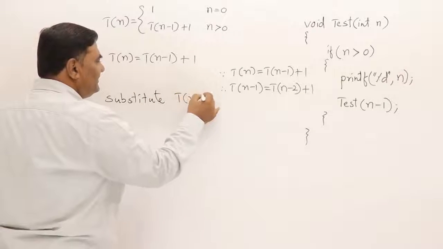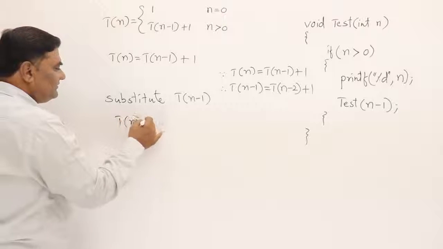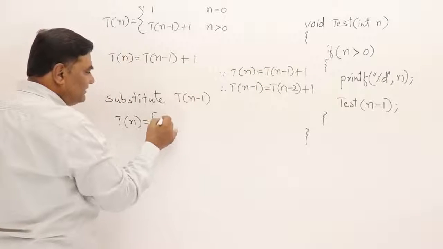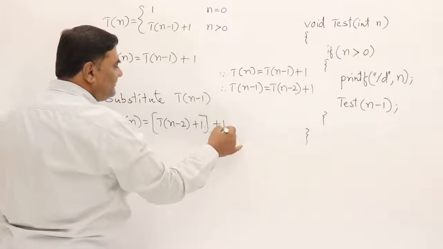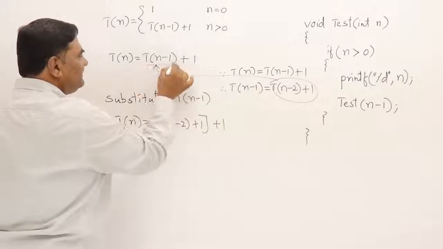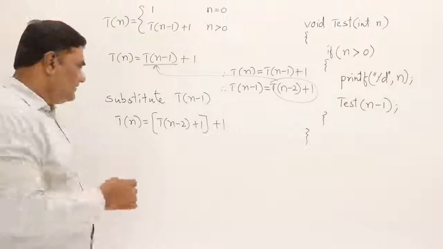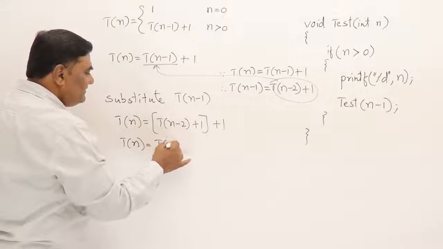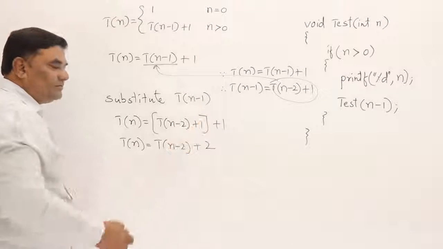Now substitute Tn minus 1 in this equation. So Tn is equal to, in brackets, I'll write this Tn minus 1. So what I got: Tn minus 2 plus 1 and plus 1. So this part I have substituted here at this place. So I got this one. Then Tn is equal to Tn minus 2 plus 2, 1 plus 1, 2.